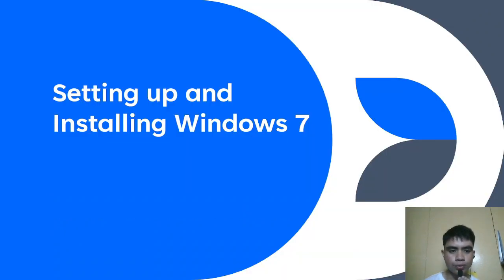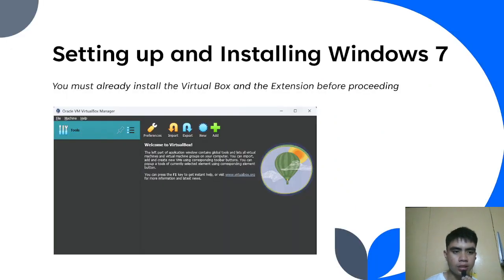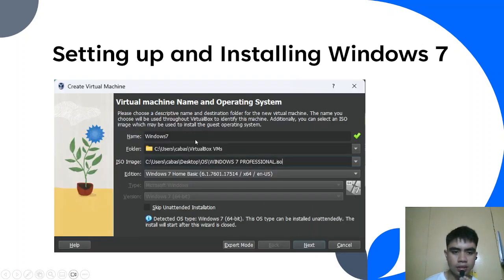So first, I'm going to start by setting up and installing Windows 7. Before you proceed, you should already install the VirtualBox and its extension. And now, after installing, you can see this interface here, and you can see these preferences: import, export, new, and add. The next step, you have to click this new button here, and then this will appear.